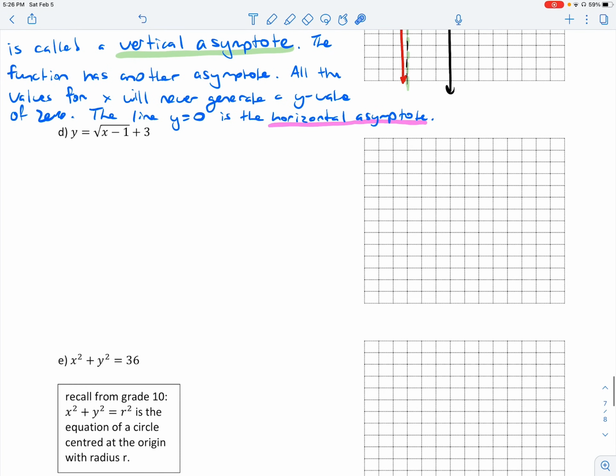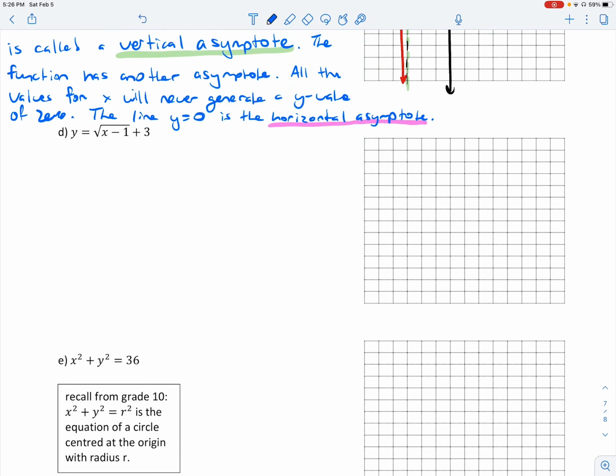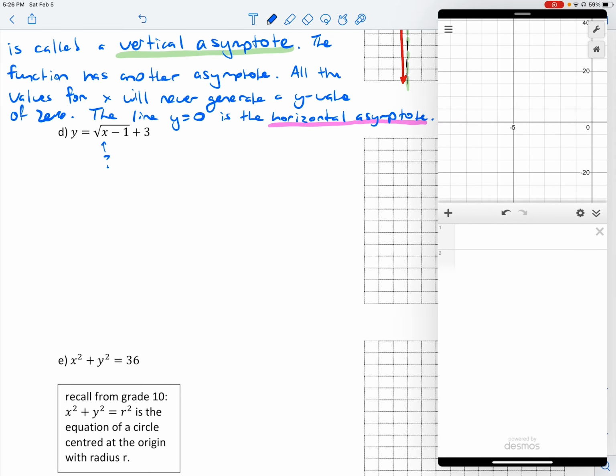Moving on to this one here, y equals the square root of (x - 1), plus 3. Before I graph this, I want to think about what I am allowed to put in for x. What kind of values are allowed? Can I put anything into this square root? You might think you could put anything in there. Well, can we take the square root of a negative number? I don't think we can. In fact, I know we can't, and you might know that too.